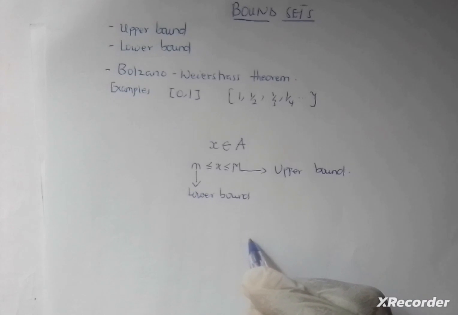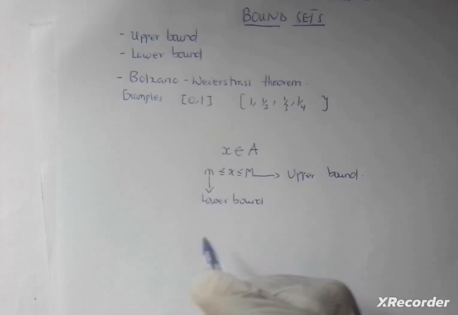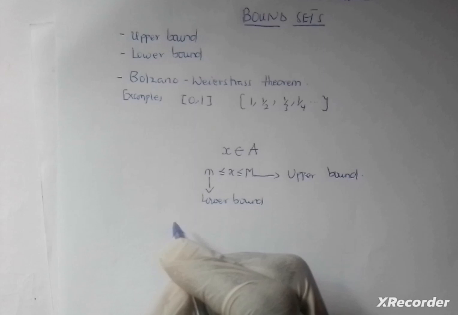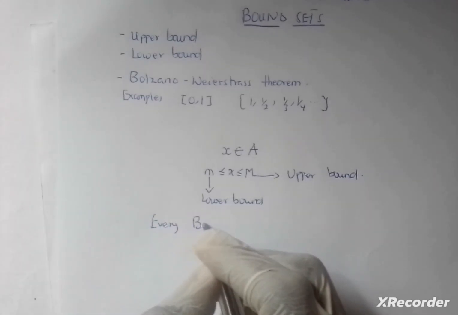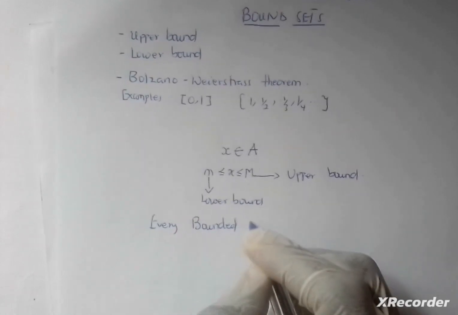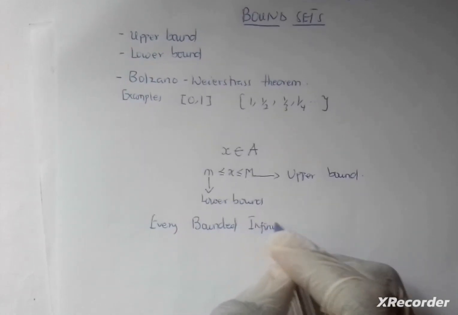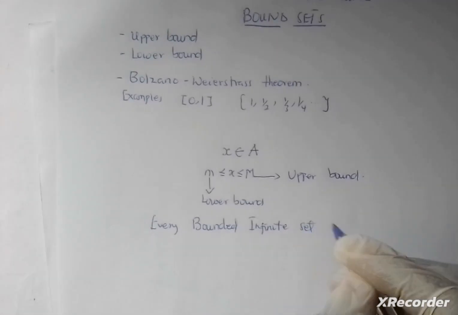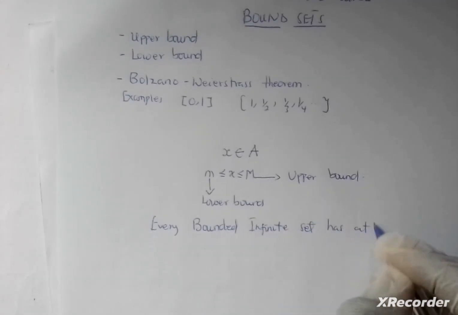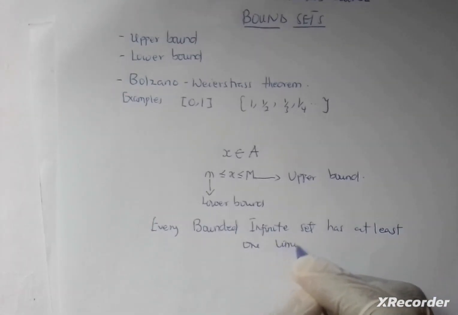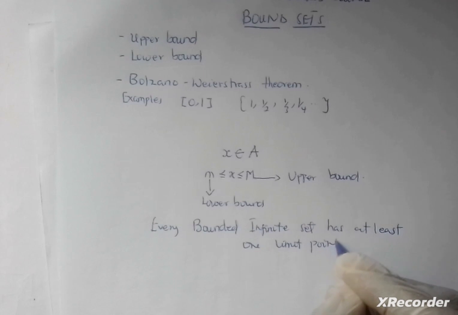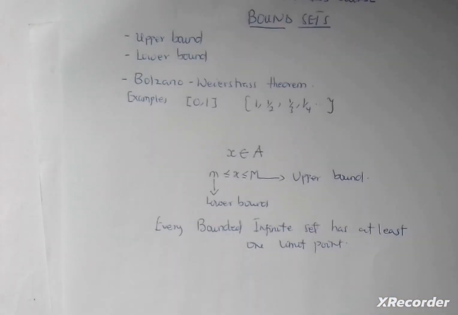Let's see the Bolzano-Weierstrass theorem. What does Bolzano-Weierstrass say? It says every bounded infinite set has at least one limit point. So the Bolzano-Weierstrass theorem is saying that every bounded infinite set has at least one limit point.